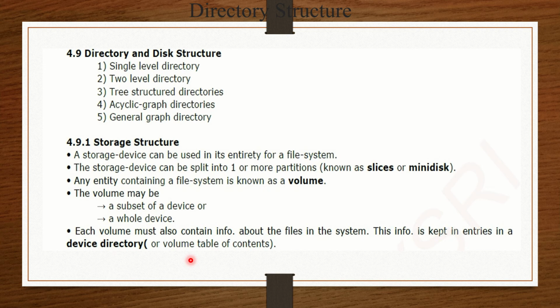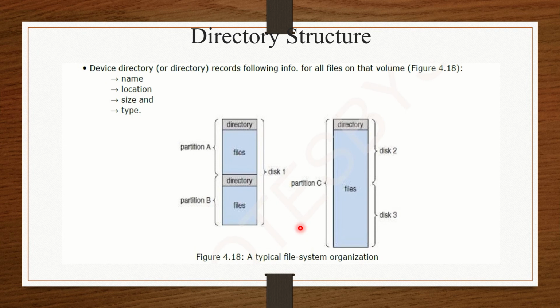So your storage device is divided into different partitions, and each partition will have a subset of the device's files, or the whole file will be stored in that particular volume. So this is an example of a directory structure.